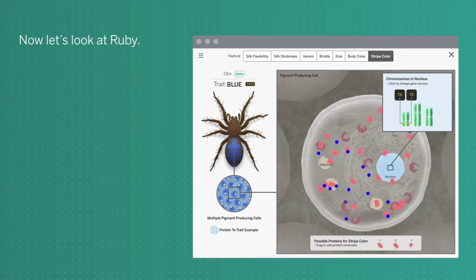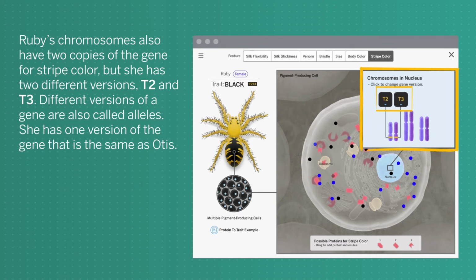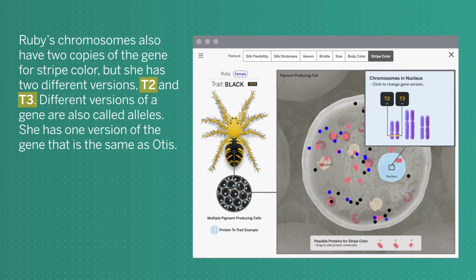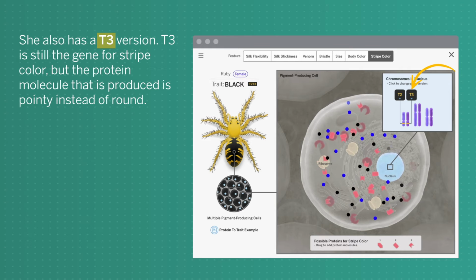Now, let's look at Ruby. Ruby's chromosomes also have 2 copies of the gene for stripe color, but she has 2 different versions, T2 and T3. Different versions of a gene are also called alleles. She has one version of the gene that is the same as Otis's. She also has a T3 version.